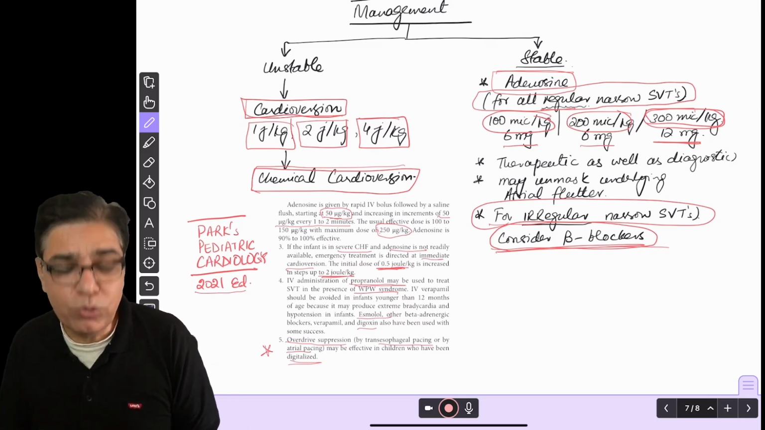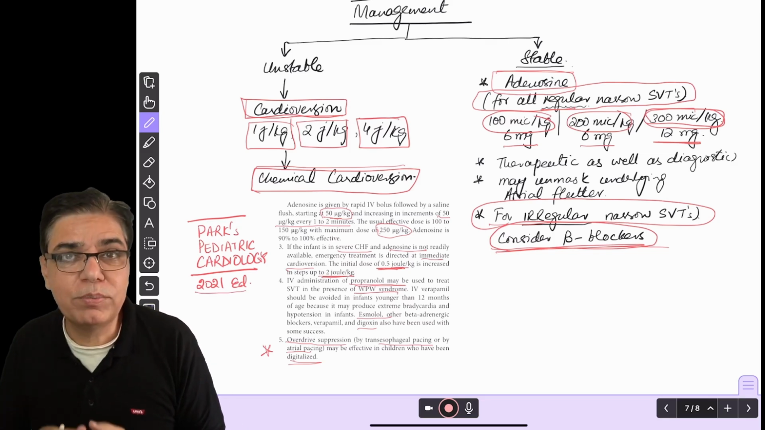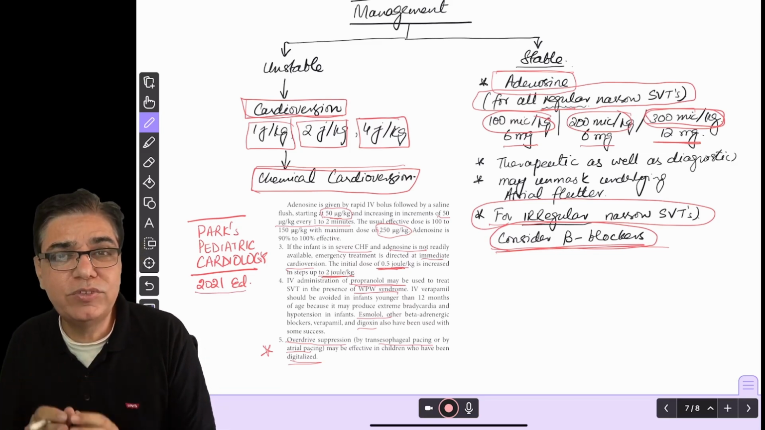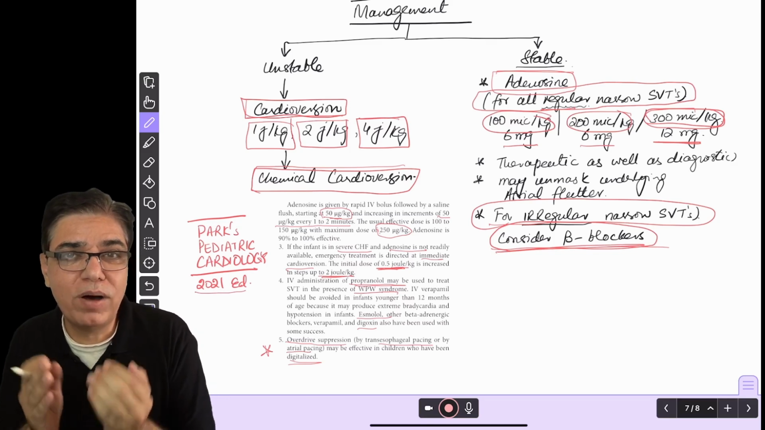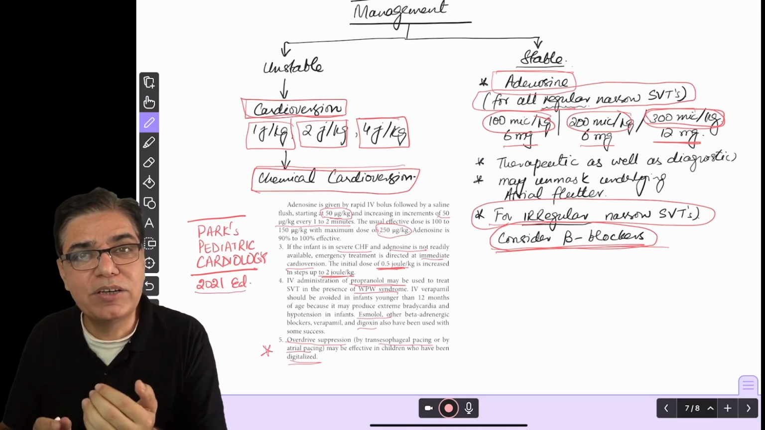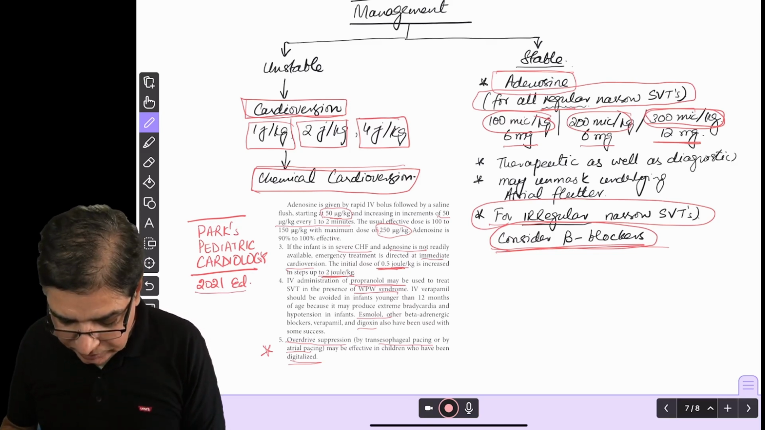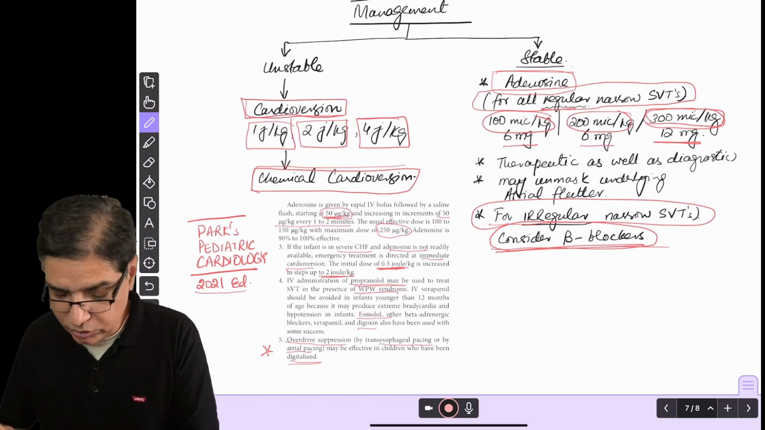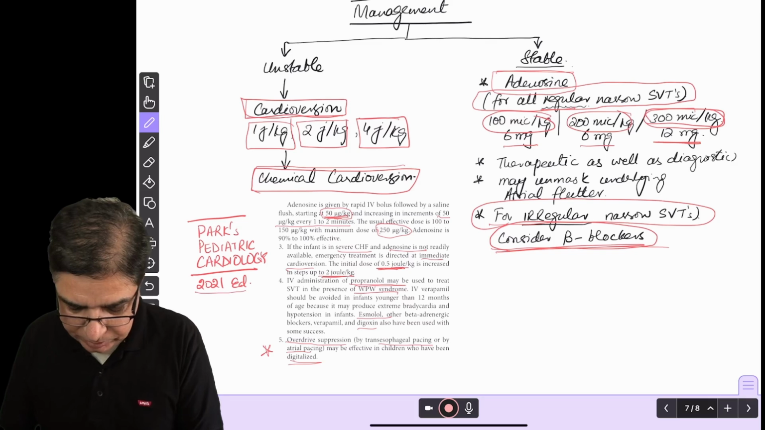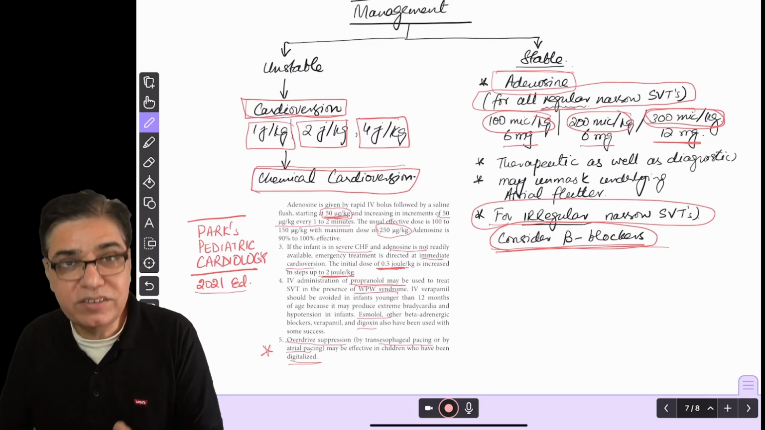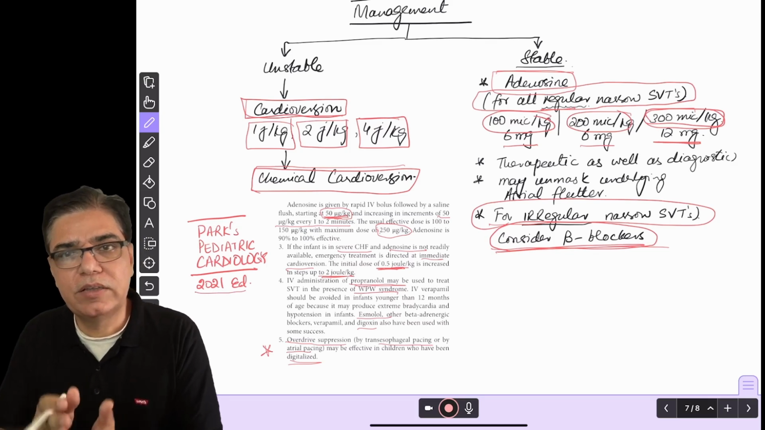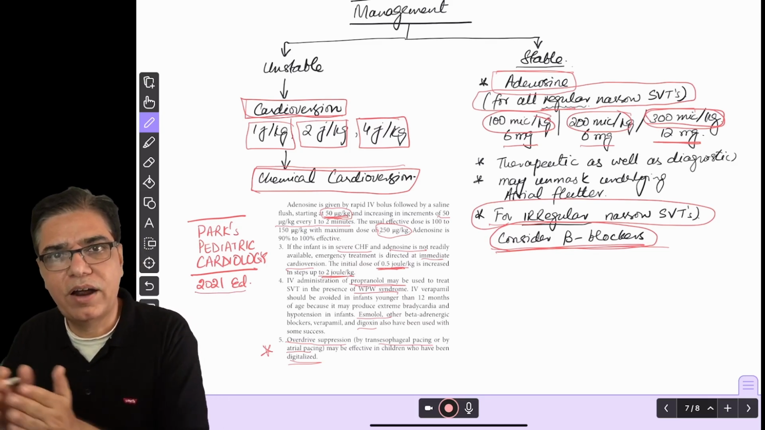Now let me give you the reference from the Park's Pediatric Cardiology 2021 edition. Here, the doses are a bit different. Park's Pediatric Cardiology recommends lower dosing. It says adenosine should be started from 50 microgram per kg. So instead of 100 in APLS, this recommends 50, and you should increase it in increments of 50. So if you give 50 microgram per kg, then the next dose should be 100, then 150.